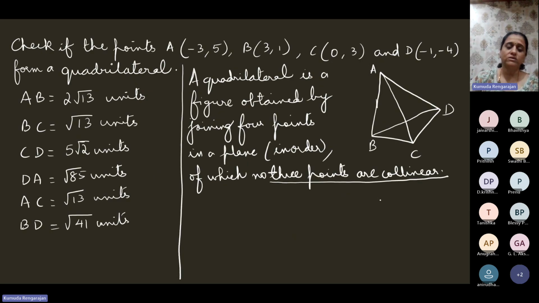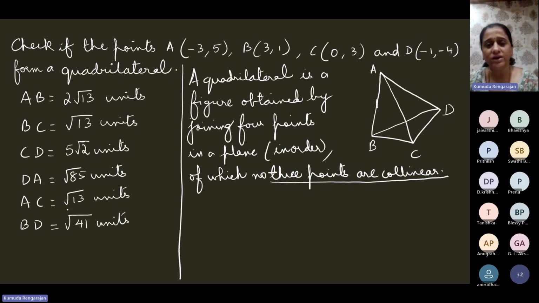So going back to the question, can you identify any three line segments where the sum of two is equal to the third one? We have six line segments here: AB, BC, CD, DA, AC, BD. We have six line segments.